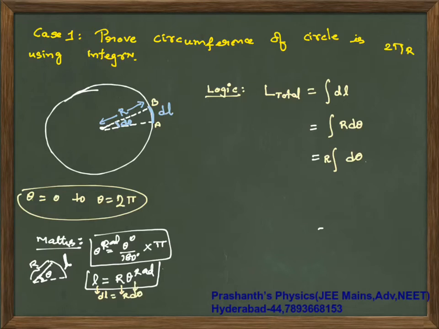So now that will give you integral r times integral d theta. So that will give you r times integral d theta, which is theta from 0 to 2 pi. So that will give you r times 2 pi, that is equal to 2 pi r.